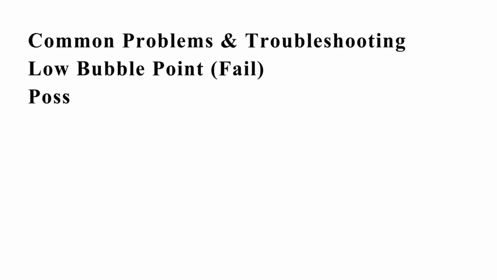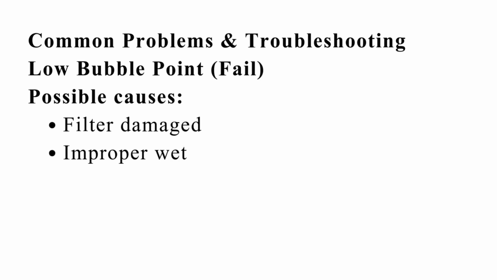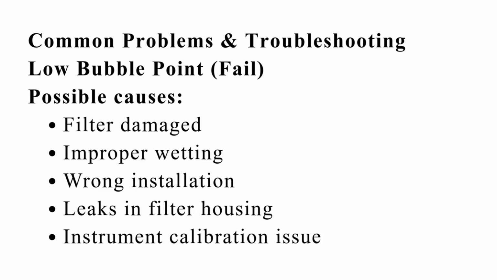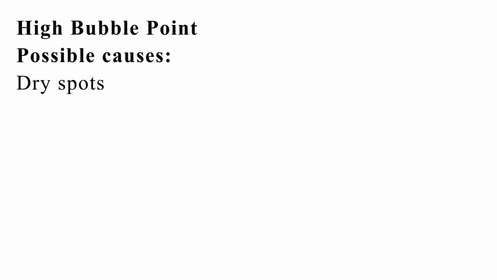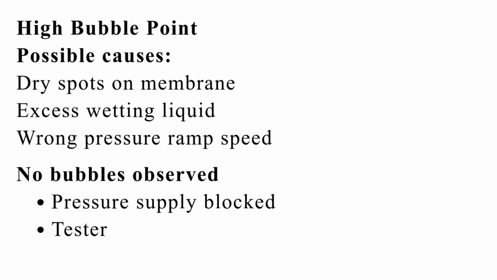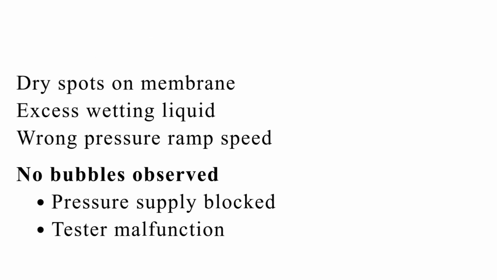Common problems: troubleshooting. Low bubble point, fail. Possible causes: filter damaged, improper wetting, wrong installation, leaks in filter housing, instrument calibration issue. High bubble point, possible causes: dry spots on membrane, excess wetting liquid, wrong pressure ramp speed. No bubbles observed, possible causes: pressure supply blocked, tester malfunction.